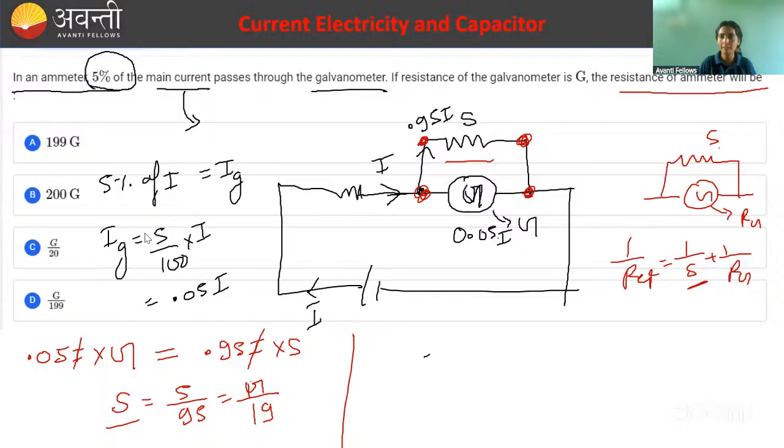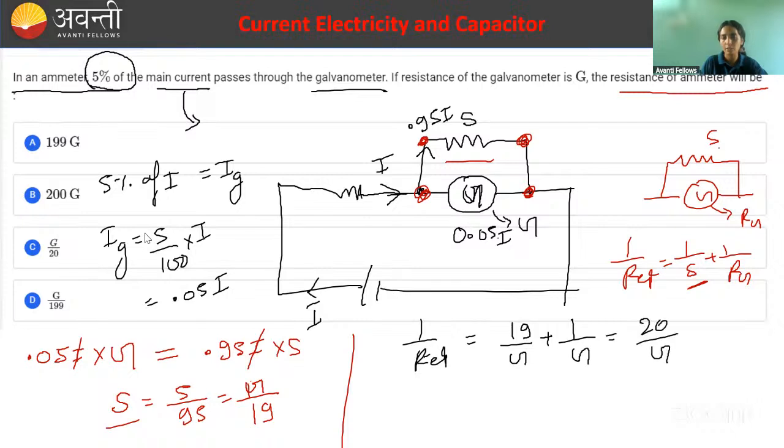So now you can calculate 1 by R equivalent, because we were asked the resistance of the ammeter. Calculate it. 1 by S, S value is how much? G by 19. So G by 19 plus 1 by RG, that is G. So this is 20 by G. What is R equivalent? That is G by 20. So the correct answer will be which one? C.